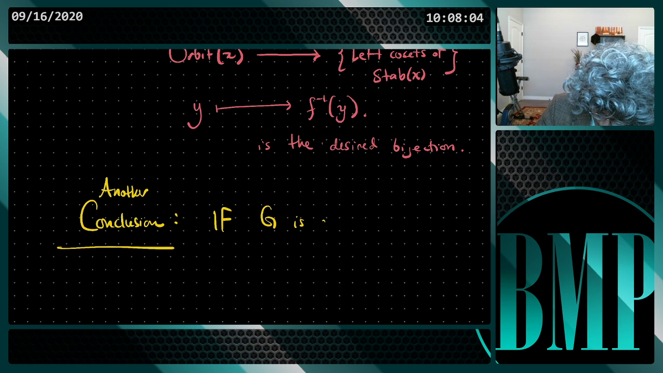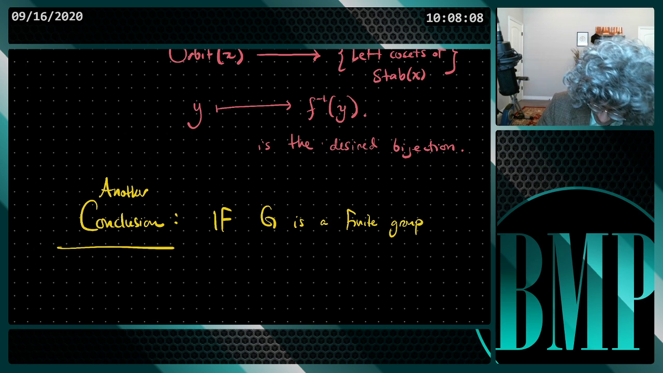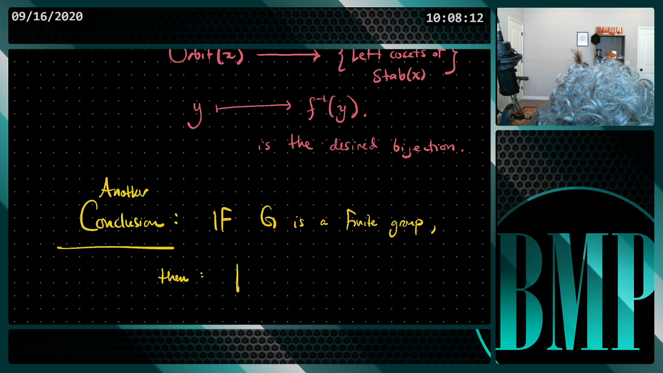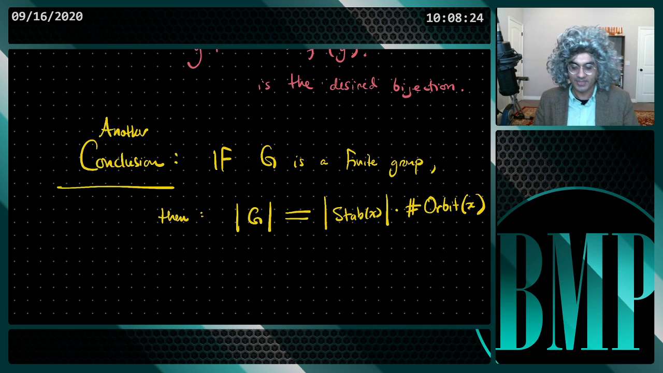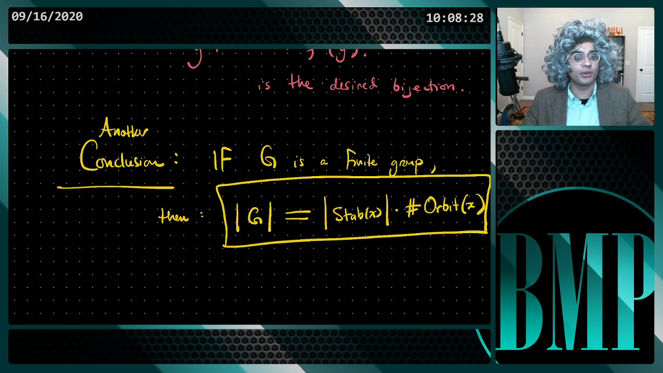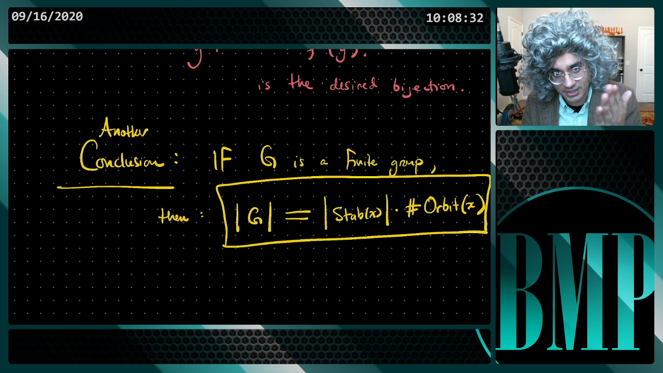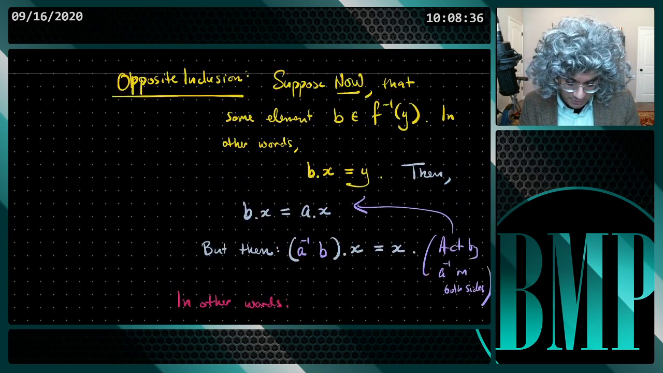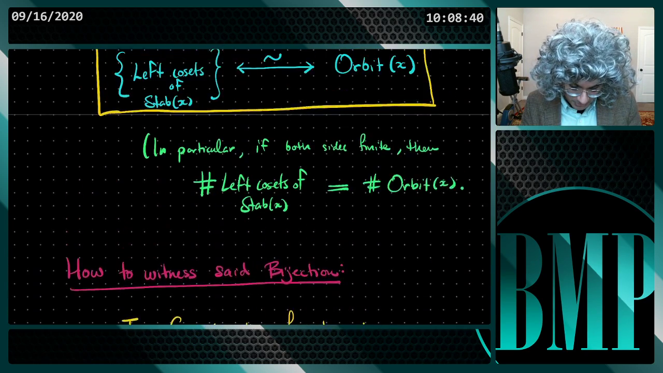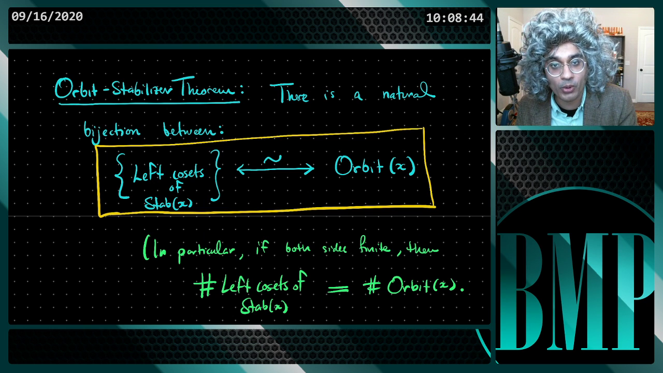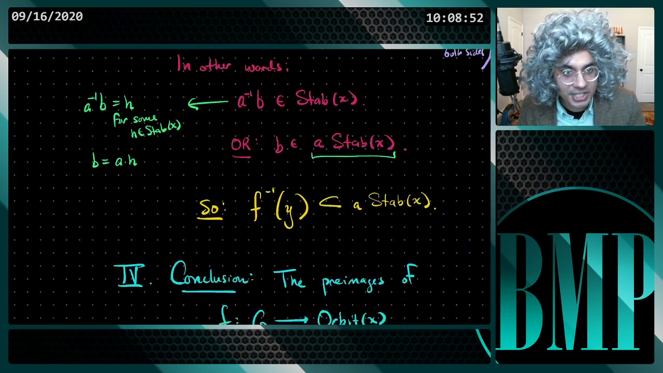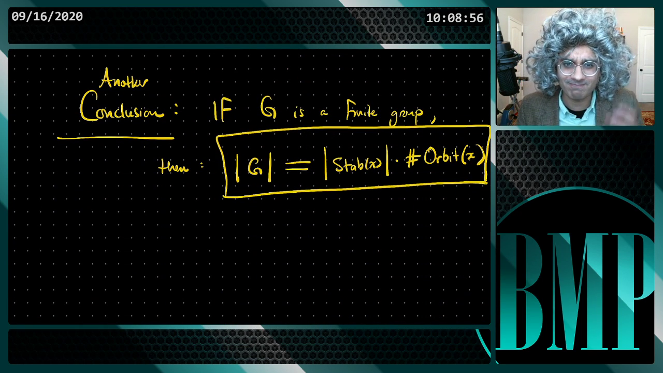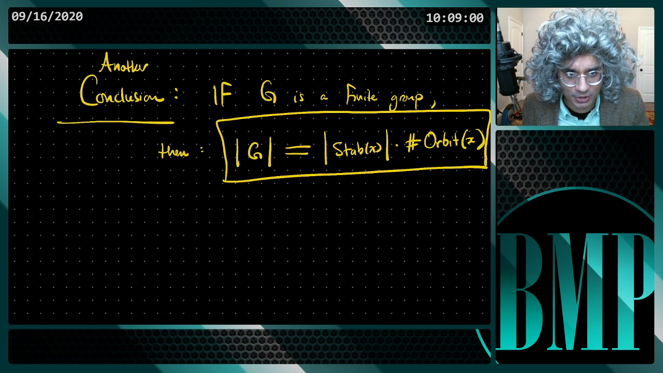If G is a finite group, then the order of G is equal to the size of the stabilizer subgroup times the number of elements in the corresponding orbit. So you'll see this sometimes if they only talk about finite groups, you'll see this conclusion from the more general fact that the left cosets of the stabilizer group are in natural bijection with the points in the orbit of x. This is a much more general fact from which, in the case where G is a finite group, you get this kind of number theoretic conclusion.